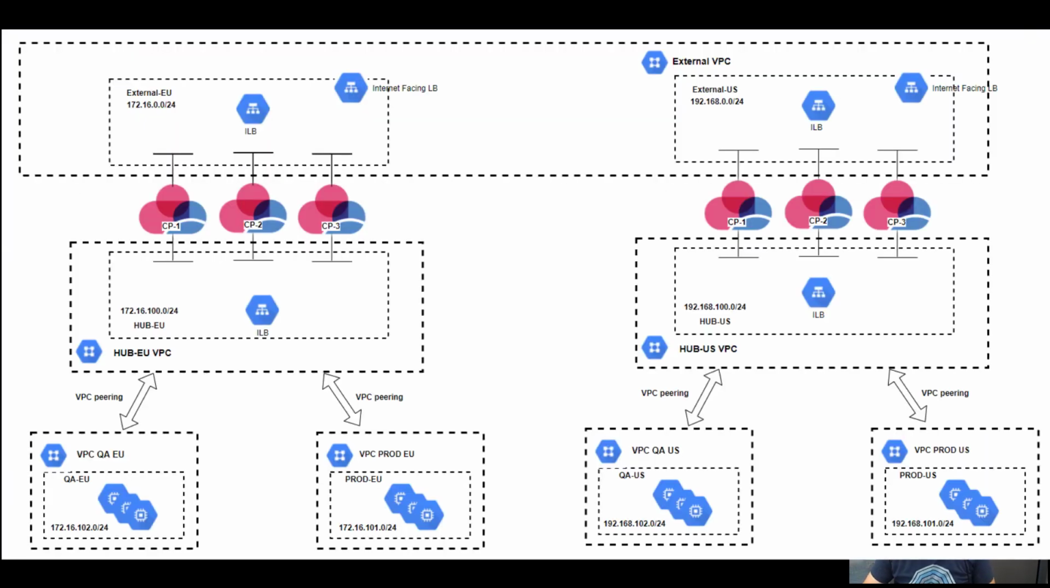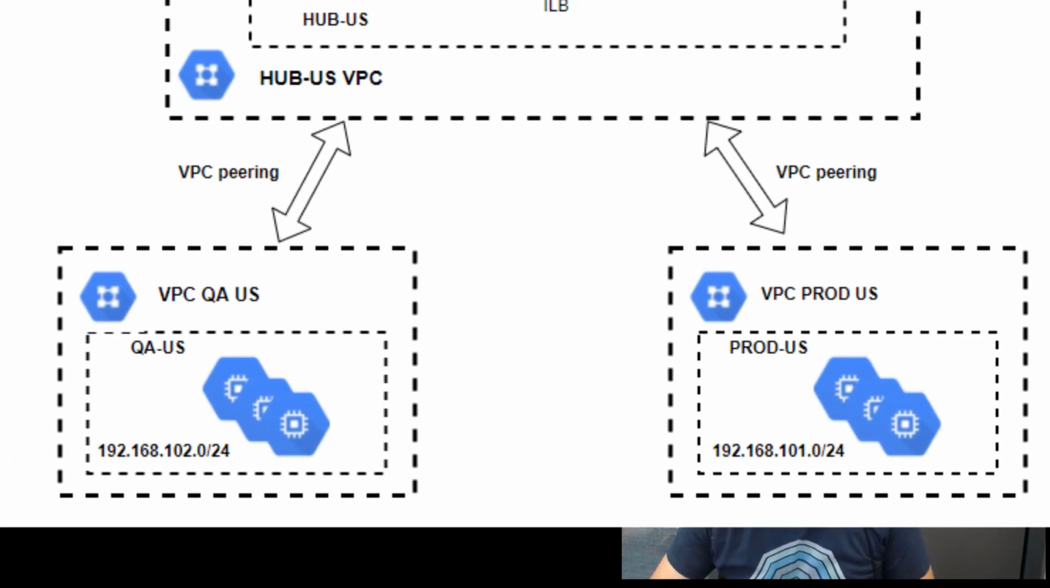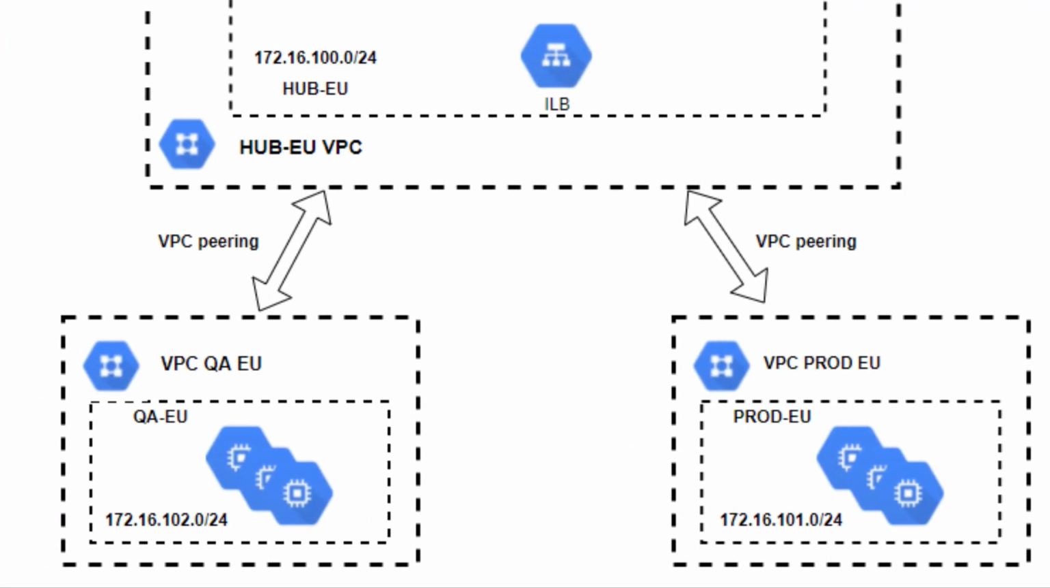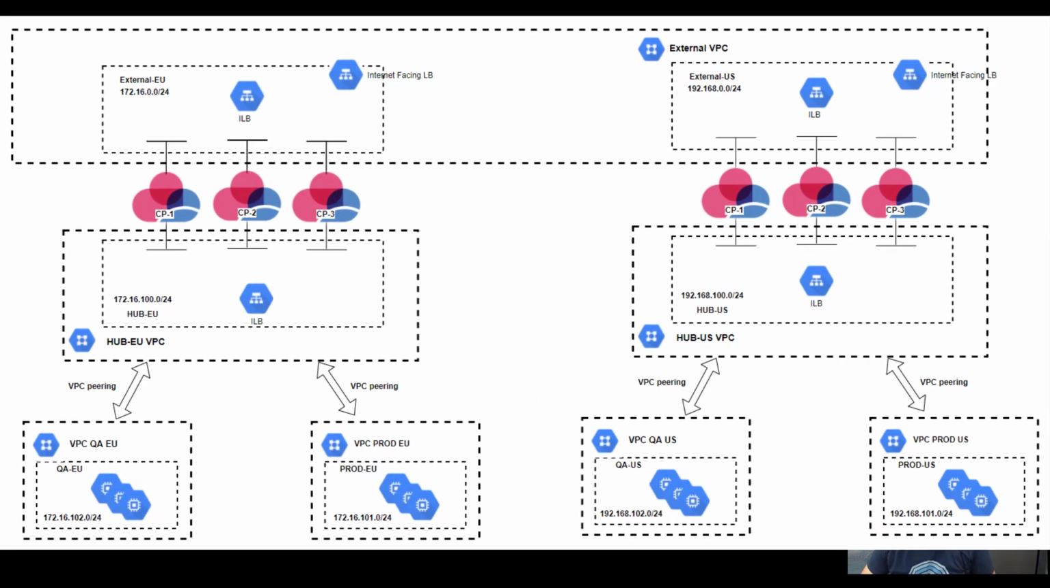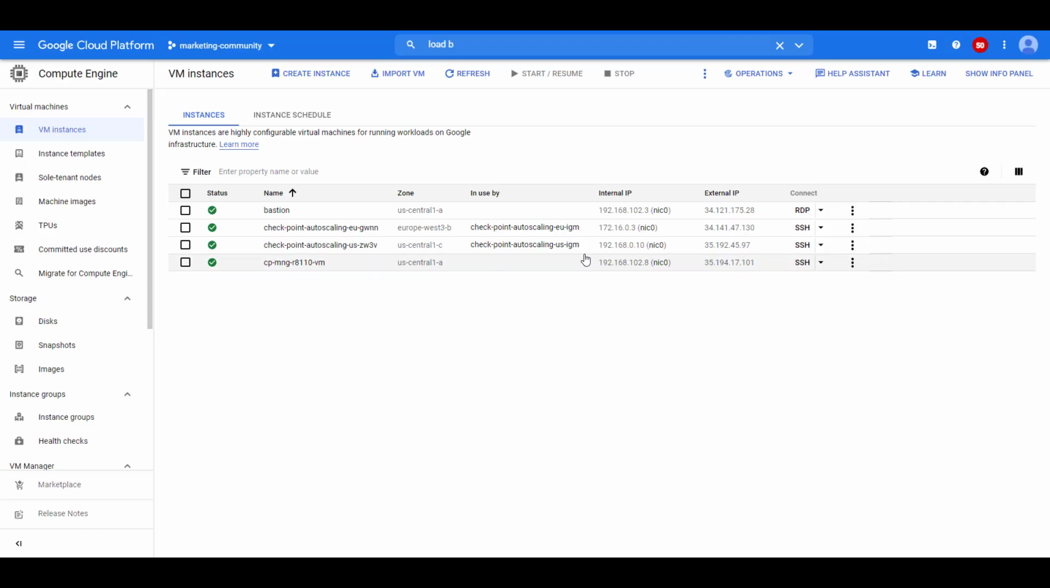Okay, so now we will need to set up the routing. As you can see, the spoke subnet in the US uses address space 192.168, and the spoke subnet in Europe uses 172.16. By default, CloudGuard gateways are configured to route all the private IP addresses to ETH1 and also a default route through ETH0. So let's take a look at one of the gateways' routing table.